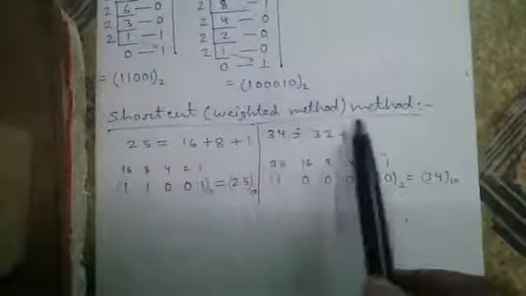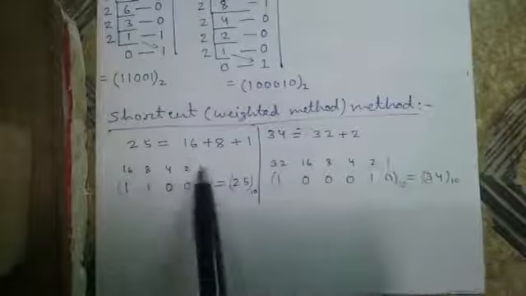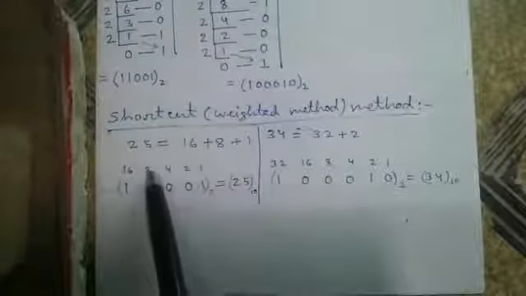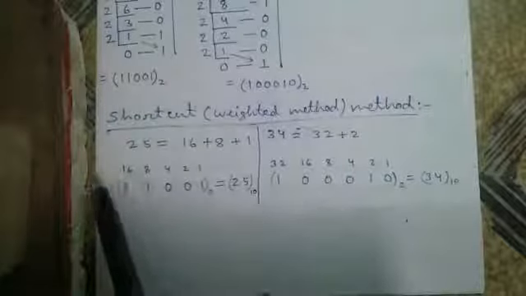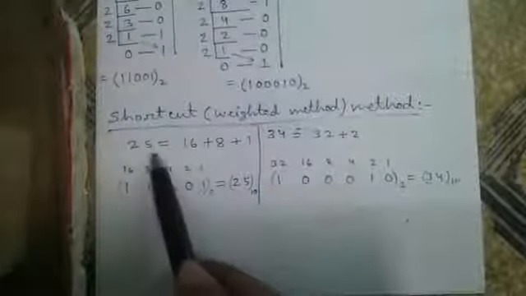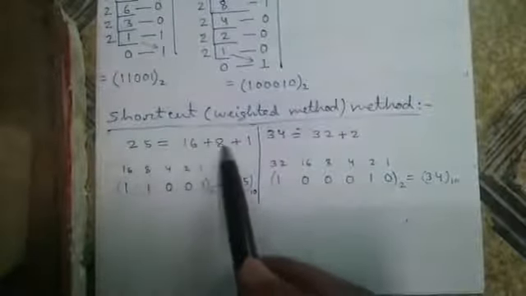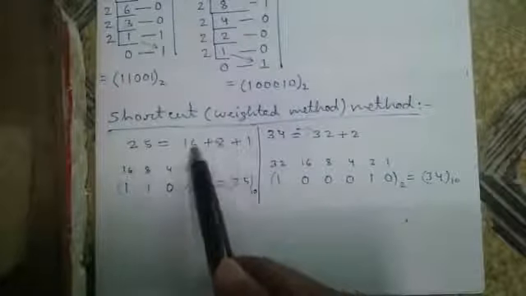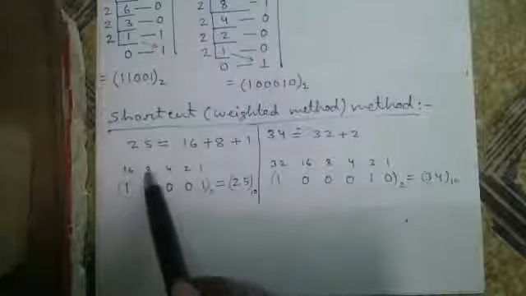Next is shortcut or weighted method process. For that you have to make this table: 1 into 2, 2, 2 into 2, 4, 4 into 2, 8, 8 into 2, 16, next 32, next 64, like this. And you have to consider which numbers from this table you need to make 25. We need 16 plus 8 plus 1 to make 25. So we have taken these 3 numbers, we will write 1 below them. 1 below 16, 1 below 8 and 1 below 1, and we didn't take 4 and 2, so we will write 0 below them. So it becomes 11001.